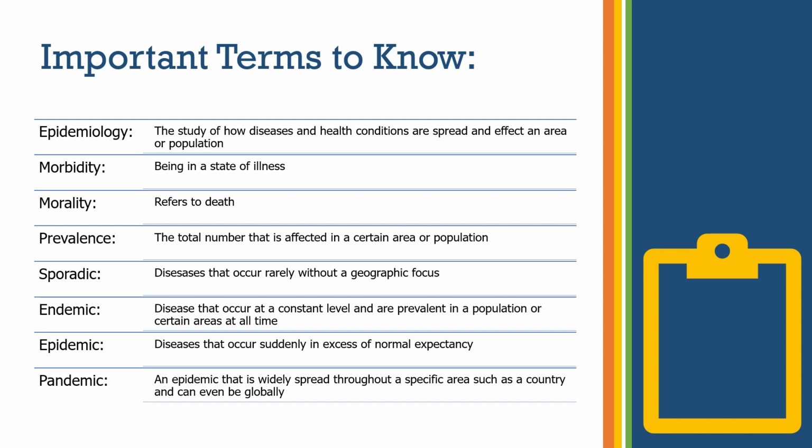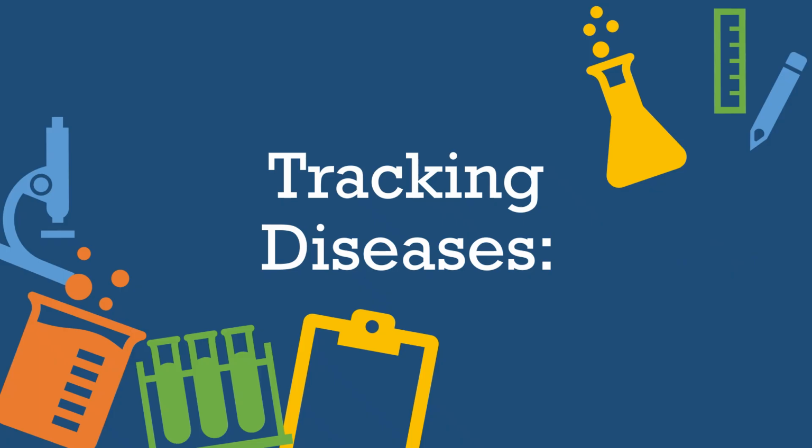Then you have epidemic. Epidemics are diseases that occur suddenly in excess of normal expectancy. Finally, you have pandemic. Pandemics are an epidemic that is widely spread throughout a specific area, such as a country, and can even be global. Next, I'll be discussing how diseases have been tracked in the past and are now being tracked today.